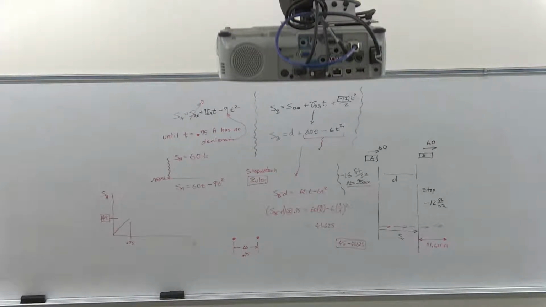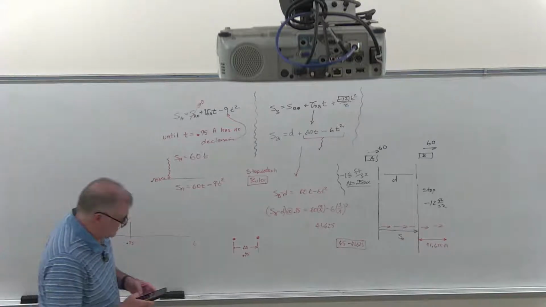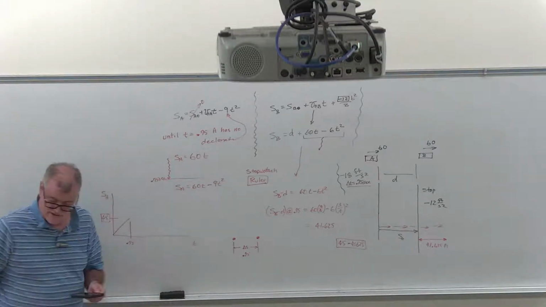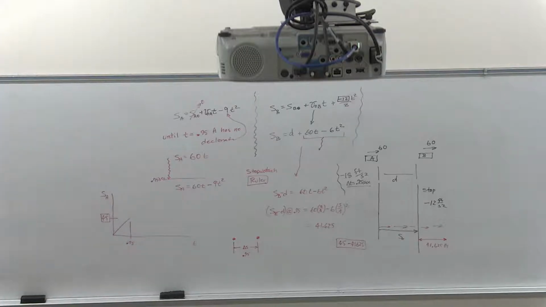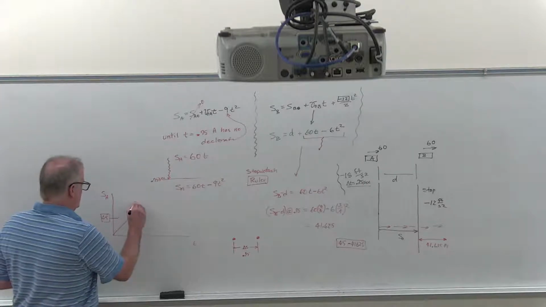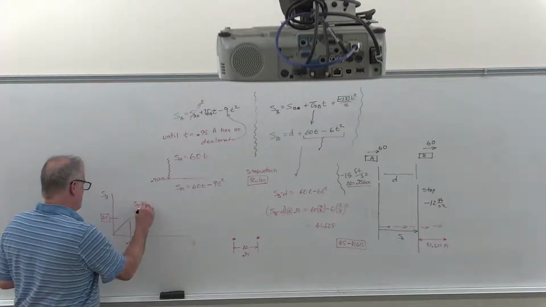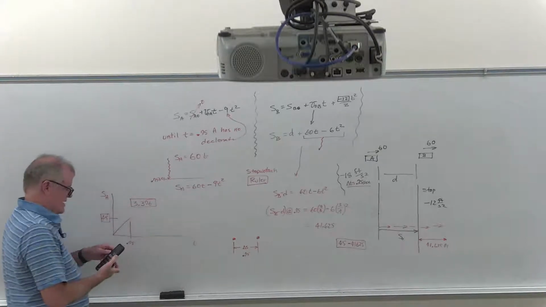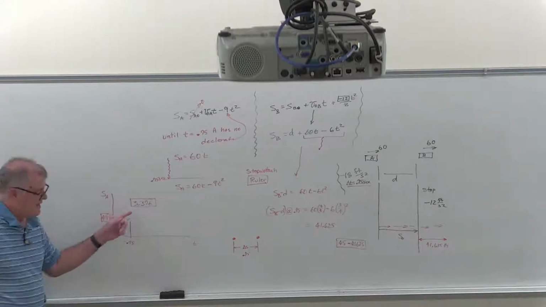$45 minus 41 point, what? 625. 3.376. That's where you move. So at this, it's 3.376. Now you got another issue here. And here's the way I see it.